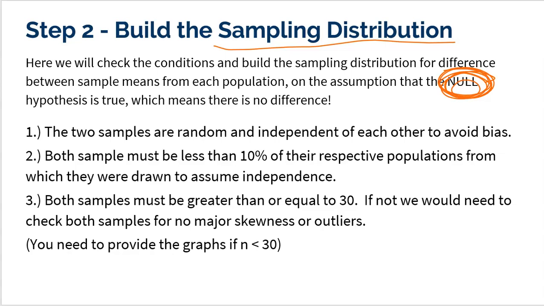So we do have to check our three conditions. The two samples have to be random and independent of each other to avoid bias. Both samples have to be less than 10% of their respective populations from which they were drawn to assume independence. And both samples need to either be greater than or equal to 30, or if not, we do need to check our data and make sure that each set of data, sample 1 and sample 2, has no major outliers or no major skewness. Now, I will say this, and I say this with a little bit of worry, but in an FRQ, if you do have a sample less than 30, I'm going to tell you right now, it probably will work out, but you do have to officially check and make sure there's no major skewness or outliers.